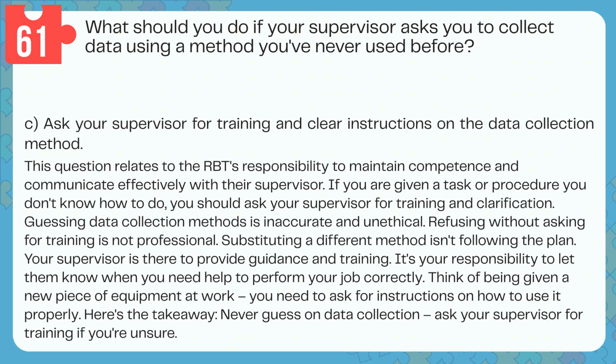Answer: C. Ask your supervisor for training and clear instructions on the data collection method. This question relates to the RBT's responsibility to maintain competence and communicate effectively with their supervisor. If you are given a task or procedure you don't know how to do, you should ask your supervisor for training and clarification. Guessing data collection methods is inaccurate and unethical. Refusing without asking for training is not professional. Substituting a different method isn't following the plan. Your supervisor is there to provide guidance and training. It's your responsibility to let them know when you need help to perform your job correctly.